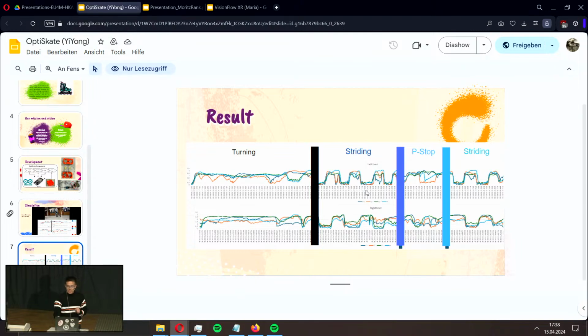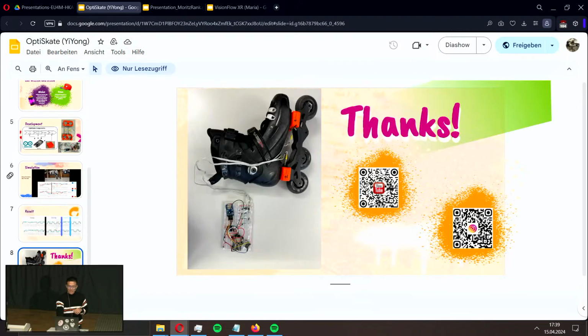So with these results, we are hoping in the future project or development, we can integrate into, for example, a mobile phone or a simple app that the user can be used as a guidance during their learning process in the inline skate.